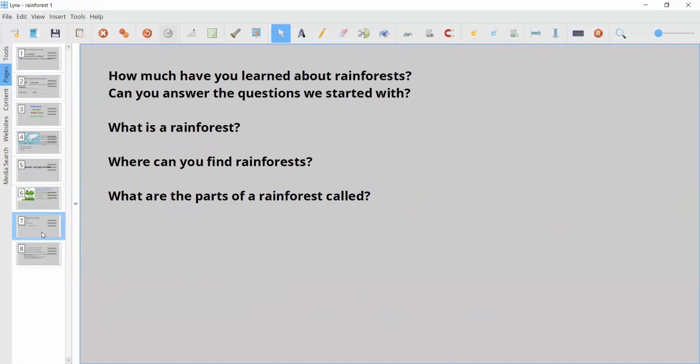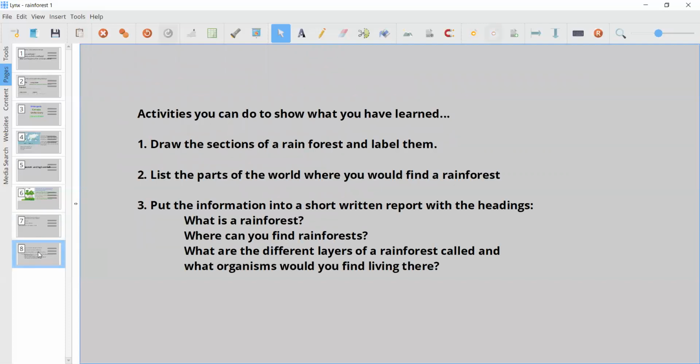So it's a short introduction to it. We looked at these 3 questions. What is a rainforest? Where can you find rainforests? And what are the parts of a rainforest called? Now, how can you show us what you've learned today? You could, couldn't you, Georgia?